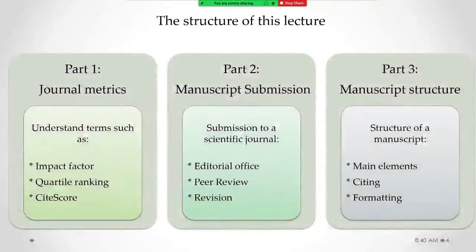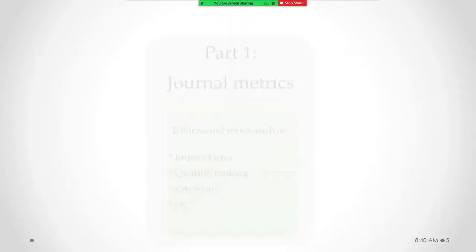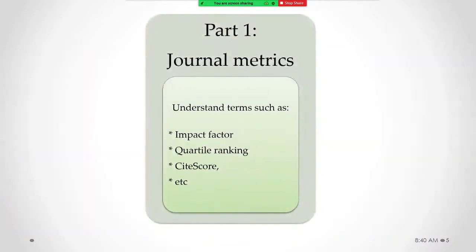So let us start. This is the structure of this lecture. In part 1, we will be introduced to journal metrics. We will understand terms and quantities such as impact factor, quartile ranking, and CiteScore. In part 2, we will be discussing manuscript submission. We will understand what peer review is and what it means to have a revision of your paper. And in part 3, we will deal with the manuscript structure. So let us start with part 1.